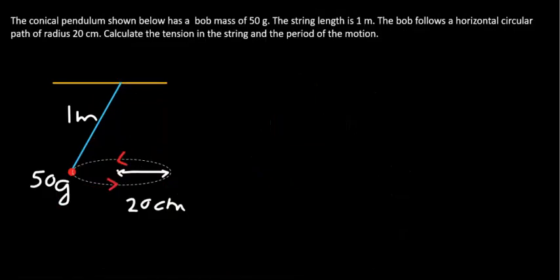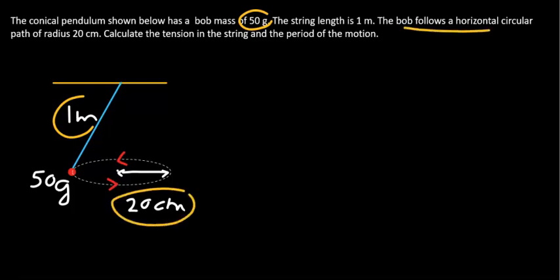Now let's look at this problem. The conical pendulum shown below has a bob of mass 50 grams. The string length is 1 meter. The bob follows a horizontal circular path of radius 20 centimeters. Calculate the tension in the string and the period of the motion.